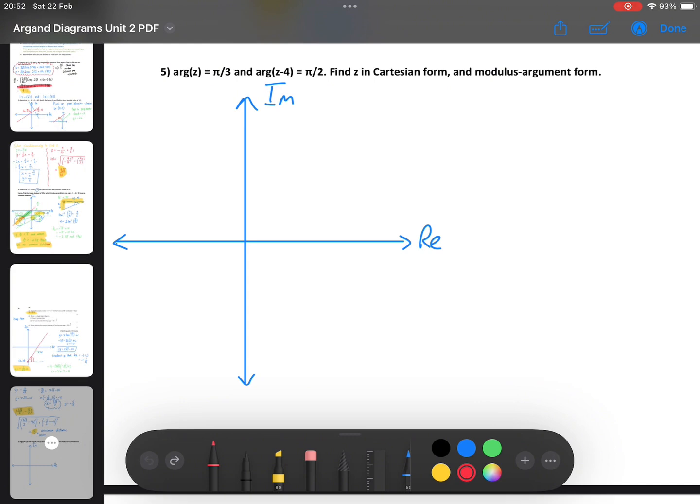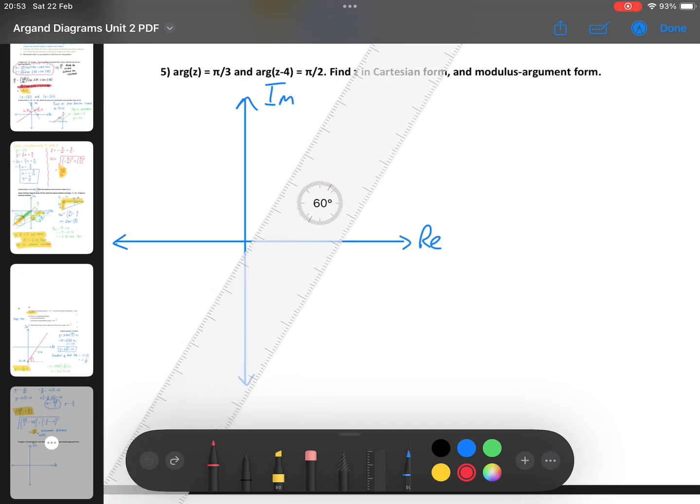So the first one here, we've got two conditions. Arg z is pi over 3 and arg (z minus 4) is pi over 2. And we need to find z in Cartesian form and then modulus argument form. So as always, I'm going to start with a diagram. For arg z equals pi over 3, we should know by now that that's going to be a half line. In fact, both of these are going to be half lines.